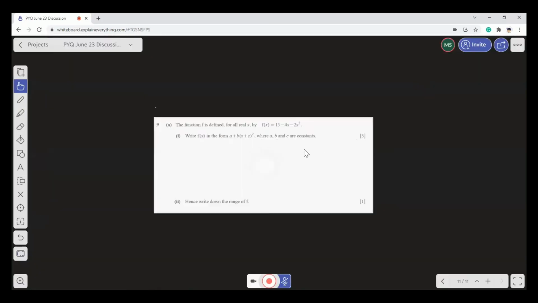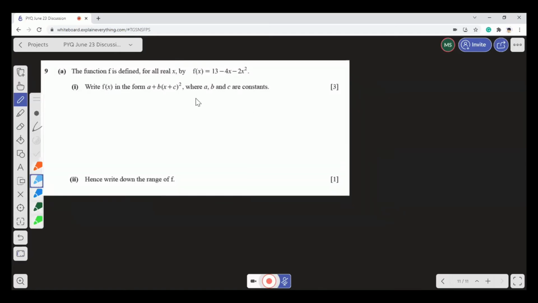Number 9. The function f is defined for all real values of x. fx is equal to this. Write fx in the form of this. How do we write in the form of this? First, you have to complete the square. So everything you divide by negative 2. All right. Then you separate it. Plus bracket square minus bracket square minus 13 over 2.